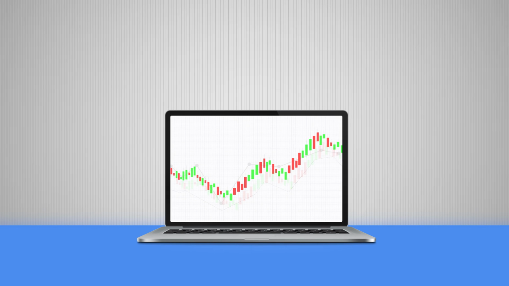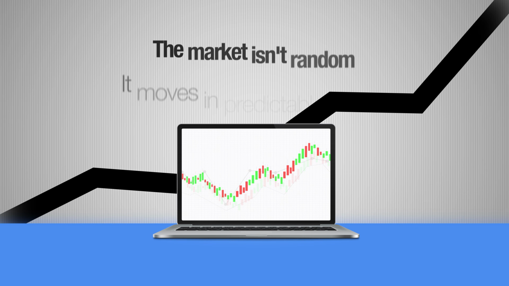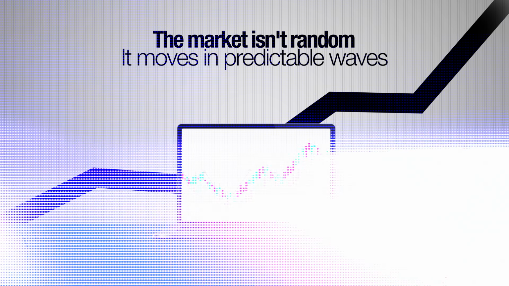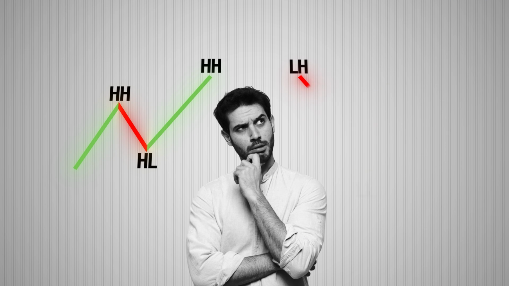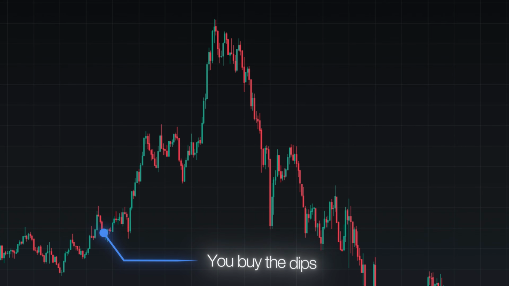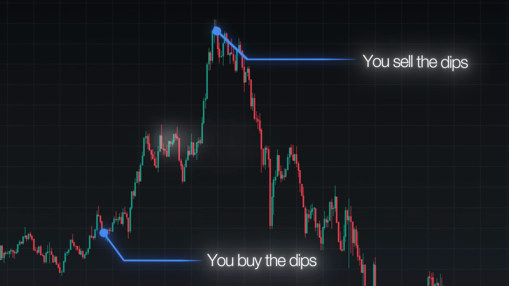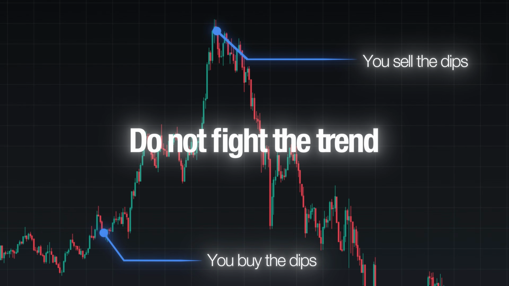Let's get one thing straight. Trends are your best friend. The market isn't random, it moves in predictable waves. Higher highs and higher lows in an uptrend, lower highs and lower lows in a downtrend. So if price is trending up, you buy the dips. If price is trending down, you sell the dips. Do not fight the trend.